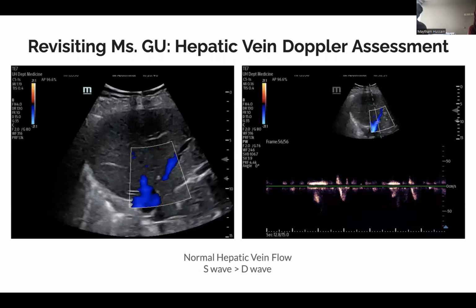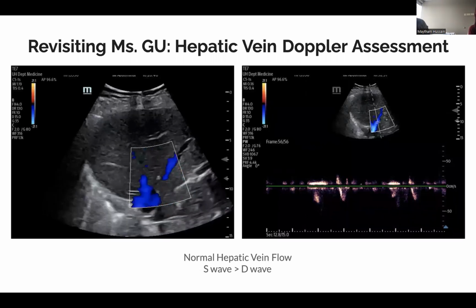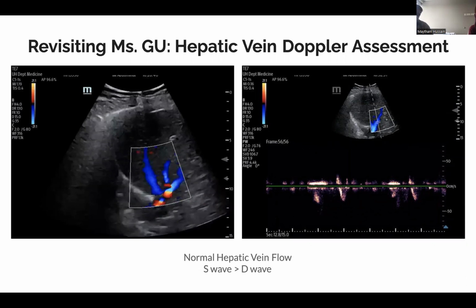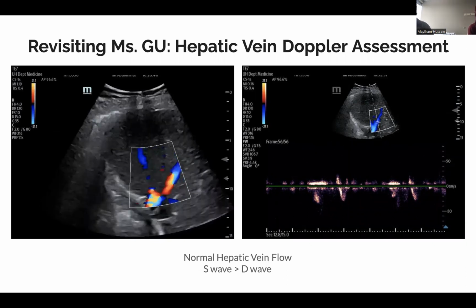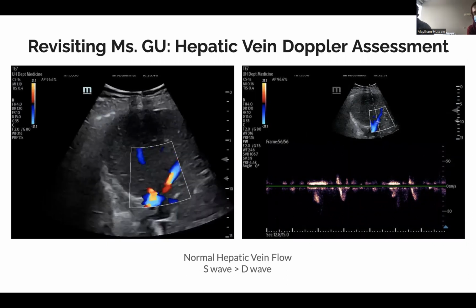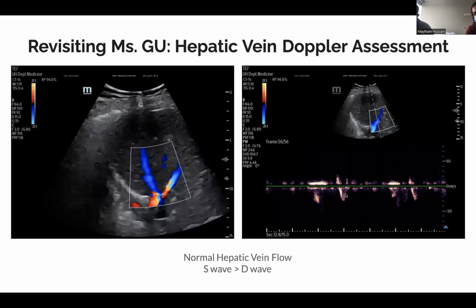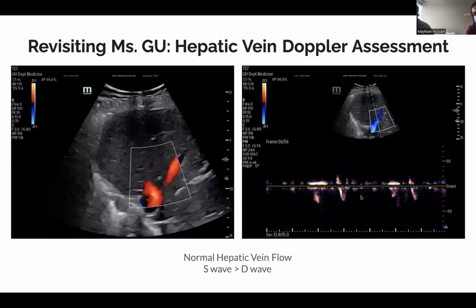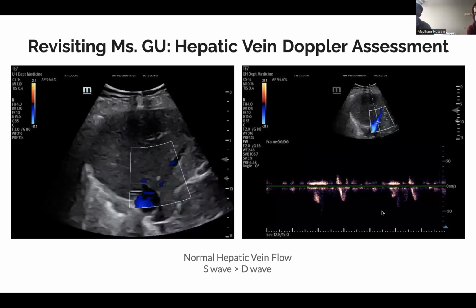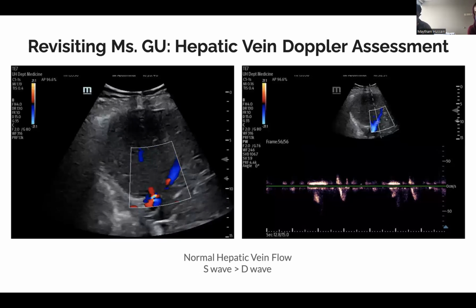Looking at her hepatic vein Doppler, here you can see that nice bunny ear sign with the hepatic veins pouring into the IVC. And according to the Doppler tracing here, her S wave does appear to be larger than her D wave here. And so we would grade this as normal hepatic vein flow.